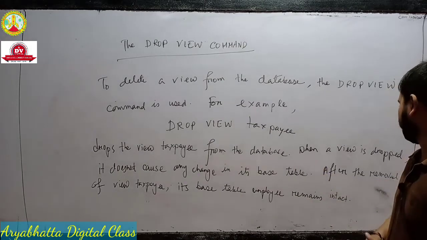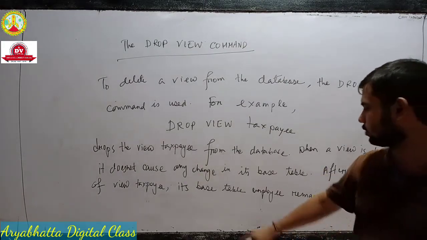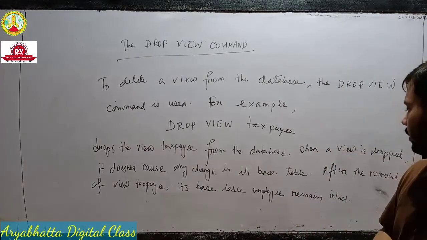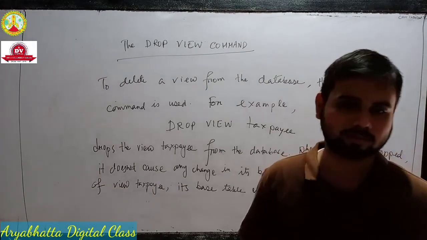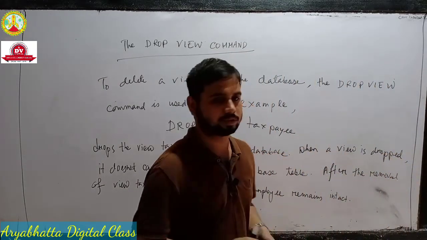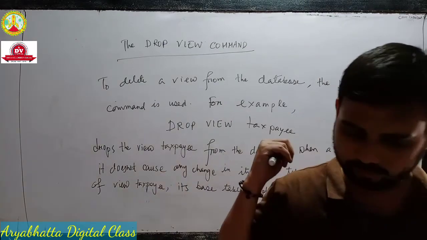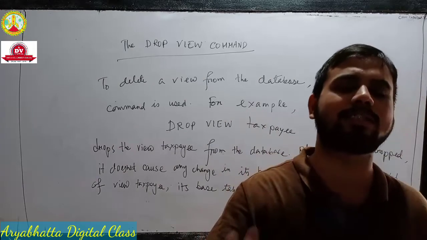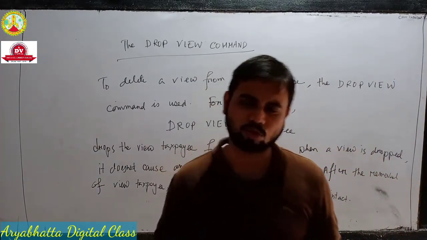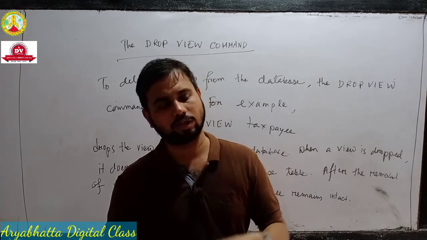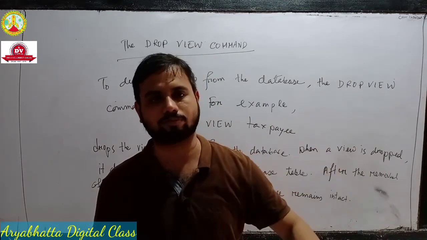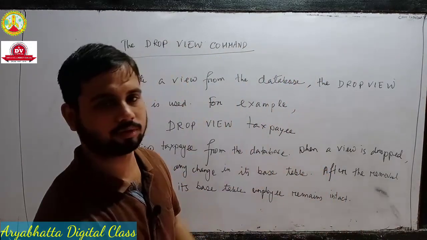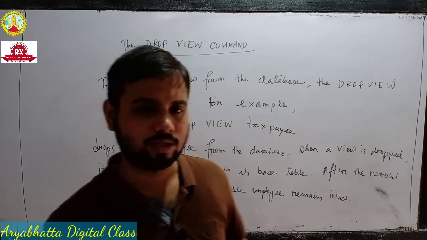There is a concept: when a view is dropped, it does not cause any change in its base table. After the removal of view tax pay, its base table employee remains intact. It means when you delete the partial table tax pay, your base table remains existent. Suppose you no longer need the partial table, your requirement is done, then you just drop the partial table, not the whole table as before. So this is enough for this class.